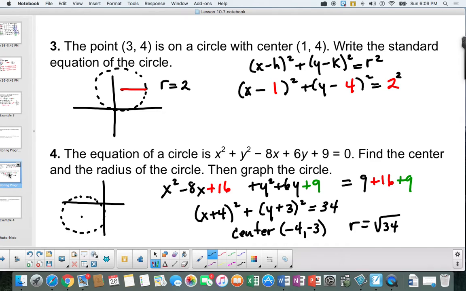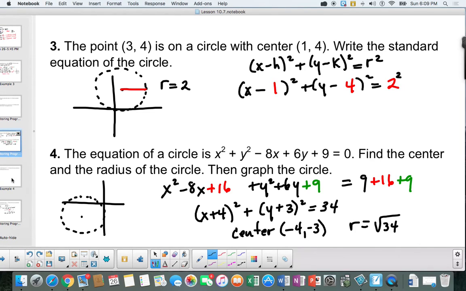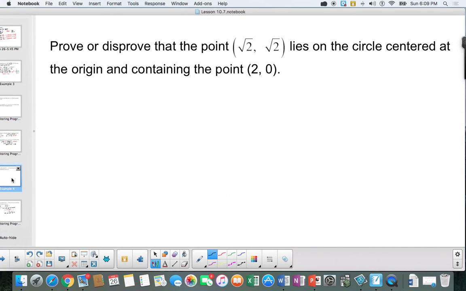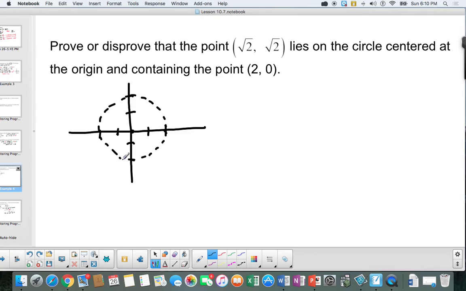And here are the answers. All right, let's go ahead and do a proof where we prove or disprove that this point lies on the circle. So I'm going to draw a picture, and this circle center is at the origin, and there is a point on the circle, 2, 0, which tells me that the radius is 2. So I'm going to go ahead and draw my dotted circle. The question is, is this point sitting on the circle somewhere?